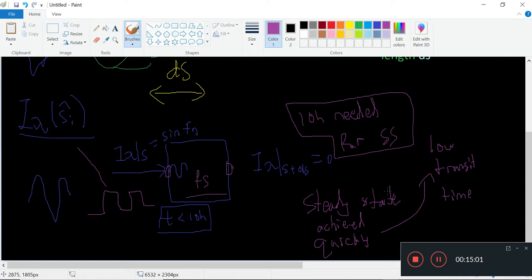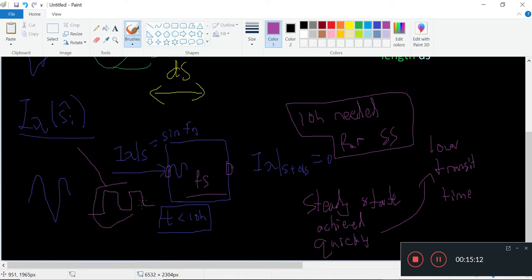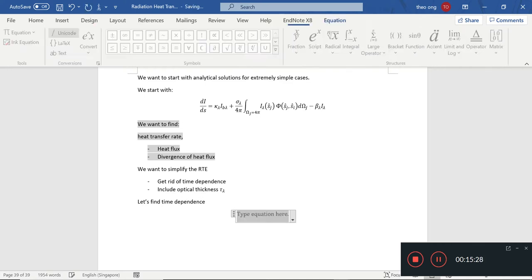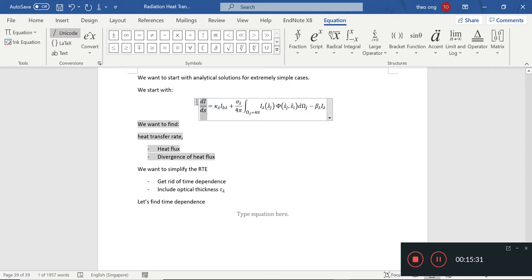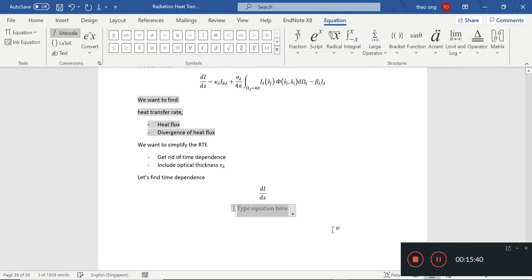So how do we put all of this into a mathematical statement and say that the transit time is low enough that we don't really have to care about the time lag it takes for the radiation to travel from here to here, because that may play a role in certain cases? So this is what we are going to do. Let's find the time dependence. First thing first, where it appears mathematically is in this dI/ds term. So how do we extract the time dependence out?